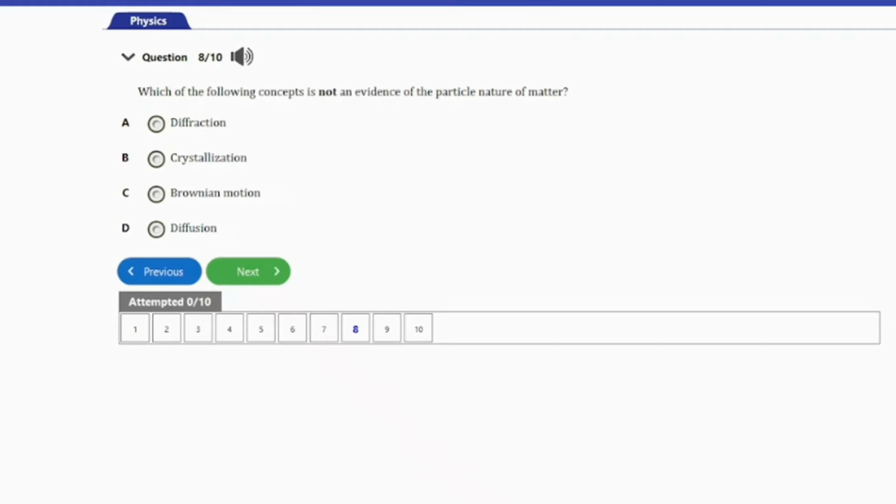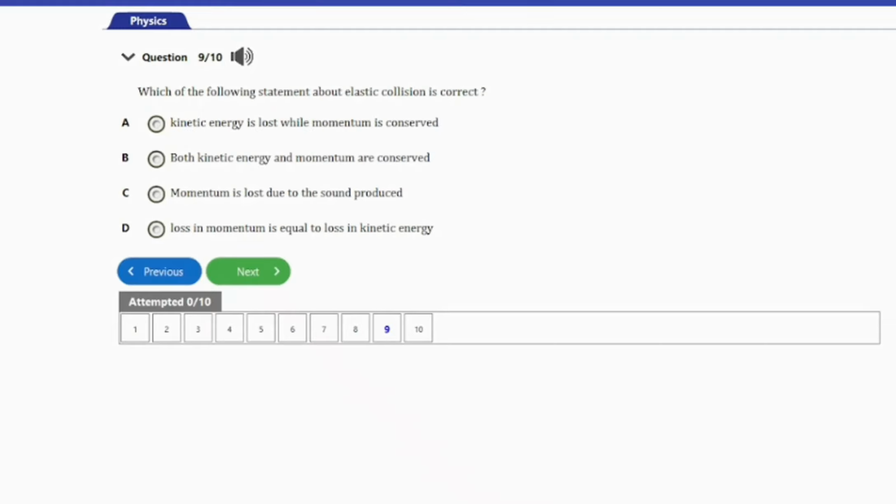Let's go ahead and consider the next question. So that's question number 9 here. It says, which of the following statements about elastic collision is correct? We have A. Kinetic energy is lost while momentum is conserved. B. Both kinetic energy and momentum are conserved. C. Momentum is lost due to the sound produced. D. Loss in momentum is equal to loss in kinetic energy. So guys, the answer to this question is option B here. Both kinetic energy and momentum are conserved. So that's the statement here about elastic collision that is correct. So that's it for this question.